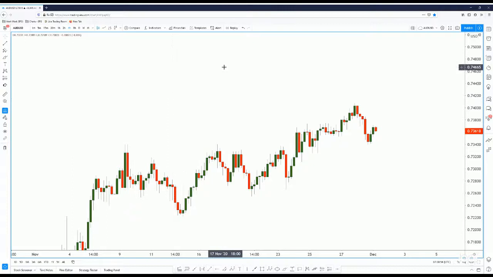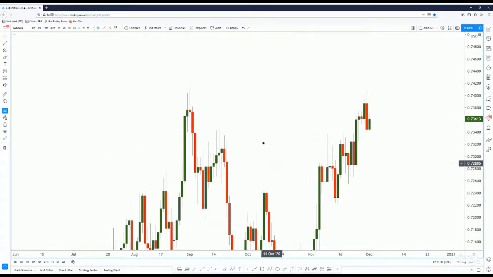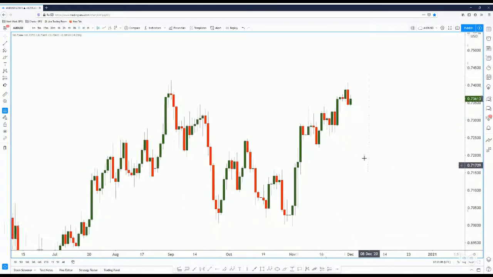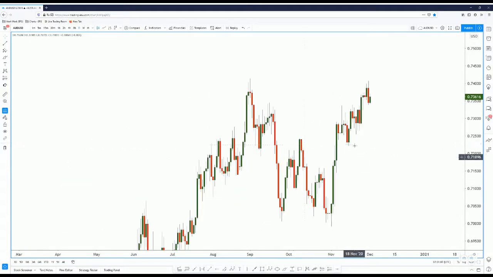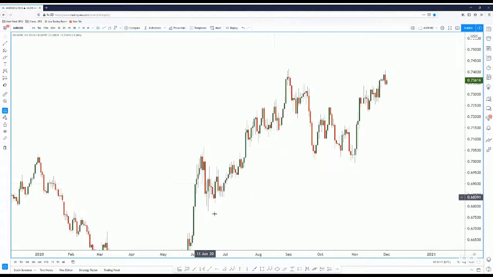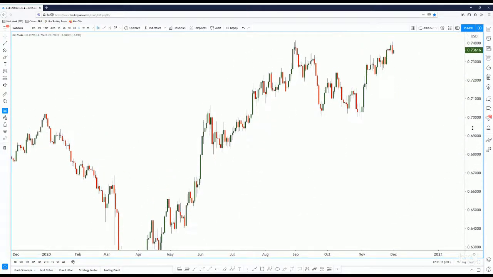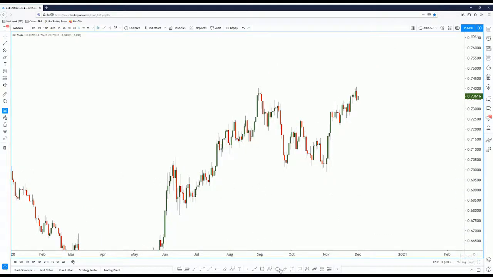Aussie dollar has a very nice configuration on the 4 hours, but before we go there, let me start with the daily. On Aussie dollar, if we were to start all the way from the bottom, it will be a bit tough, so I just want to look from here, where price consolidated.